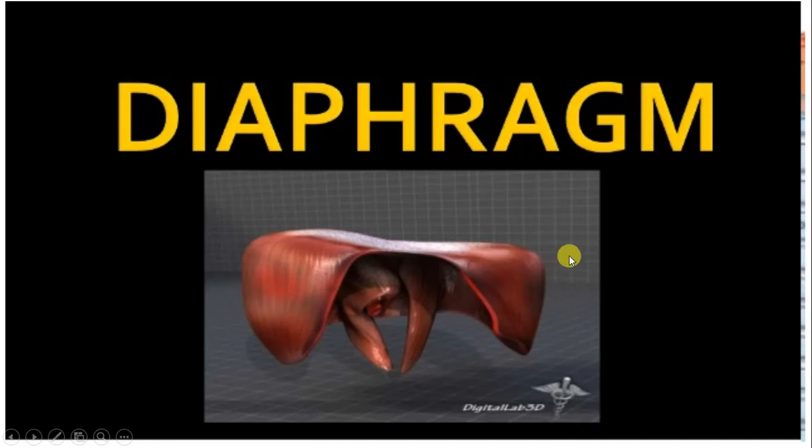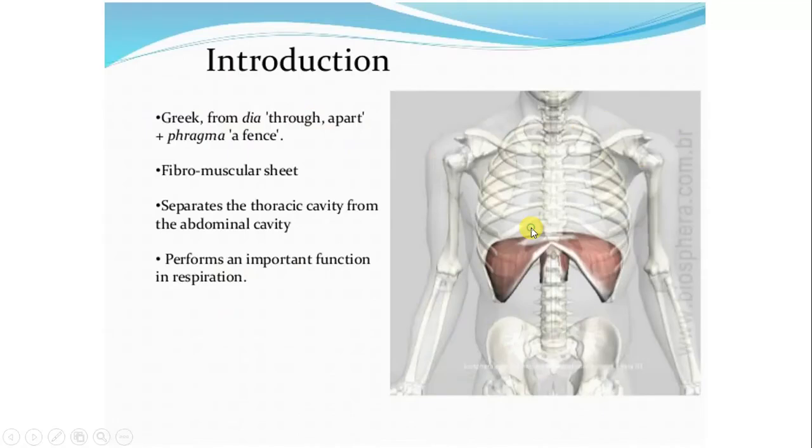Now is the diaphragm, a platform which is separating the abdomen from the thorax. It's a Greek word, throw apart, separating the two things, thorax and abdomen. A fibromuscular sheet separates the thoracic cavity from the abdominal cavity, and performs an important function in respiration.